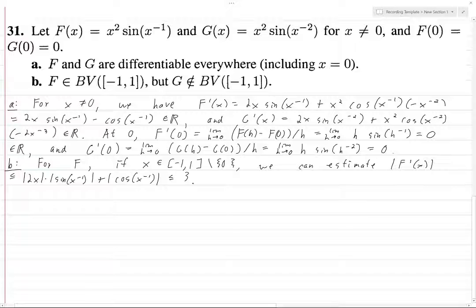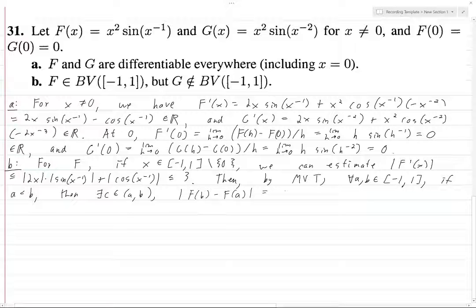So then, by the mean value theorem, for all a and b between -1 and 1, if a is less than b, then there is some c in this interval from a to b such that f(b) minus f(a) is equal to f'(c) times (b minus a), which we know from our previous estimate is less than or equal to 3(b minus a).